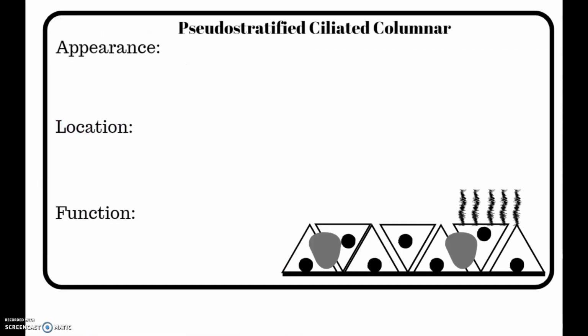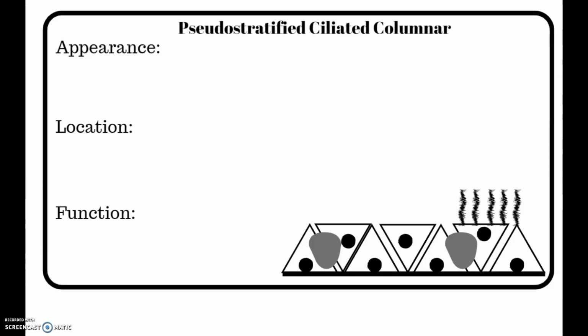Okay, next up is kind of a tricky one. This one is pseudostratified ciliated columnar. So appearance should be relatively straightforward at this point. We did talk about pseudostratified, meaning that it looked like it was two layers. However, in reality, it is only one layer thick. And when you look at it underneath the microscopic view, it'll become apparent why it doesn't look like a simple columnar and why we give it a different name.